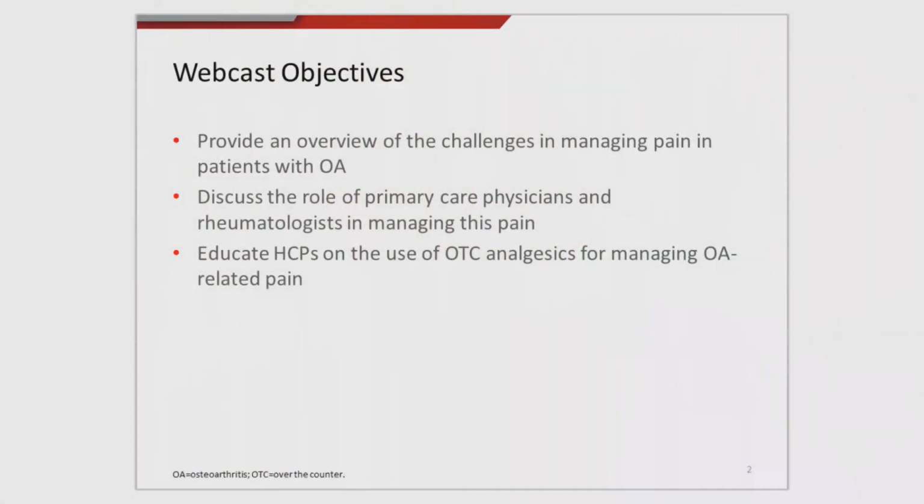The objectives of today's presentation are to provide an overview of the challenges in managing pain in patients with OA, discuss the role of primary care physicians and rheumatologists in managing this pain, and educate healthcare providers on the use of OTC analgesics for managing OA-related pain.